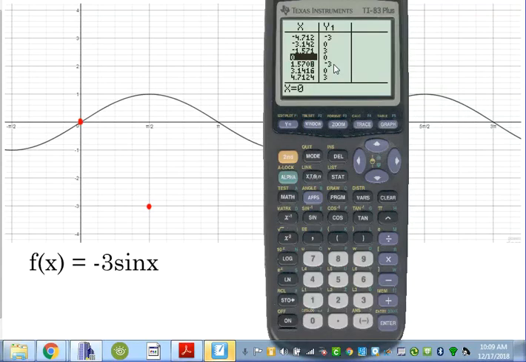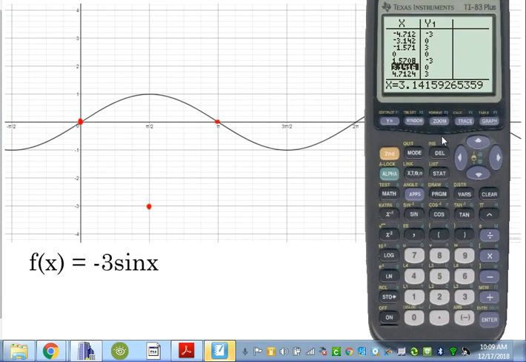What I've already got graphed here is just my standard sine of x function. So I was at +1, now I'm at -3 at the same y value. At pi, I'm still at 0, so my x-intercepts are still at the same place. At 3 pi over 2, now I'm at +3. I was at -1, now I'm at +3.